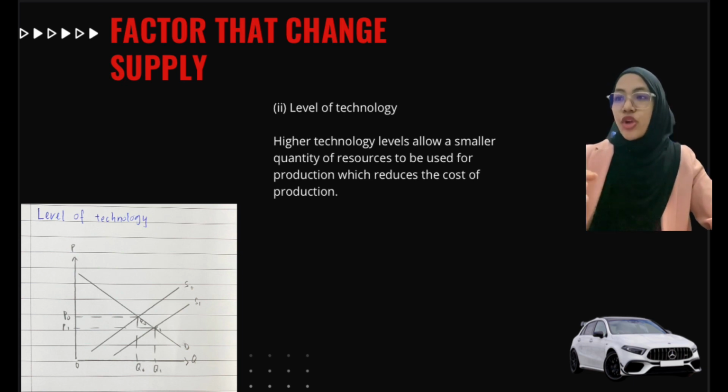So the S-curve will move to the right from S0 to S1, and the price will decrease from P0 to P1 and the quantity increase from Q0 to Q1.